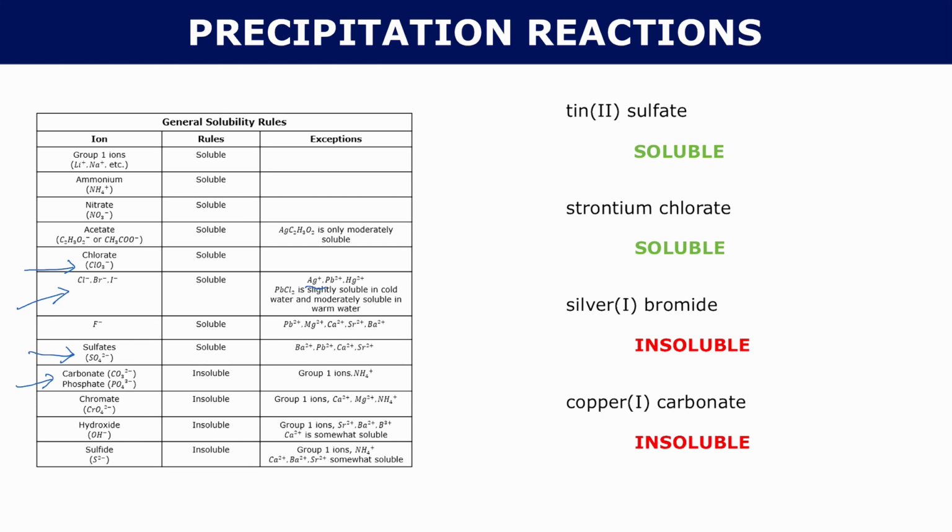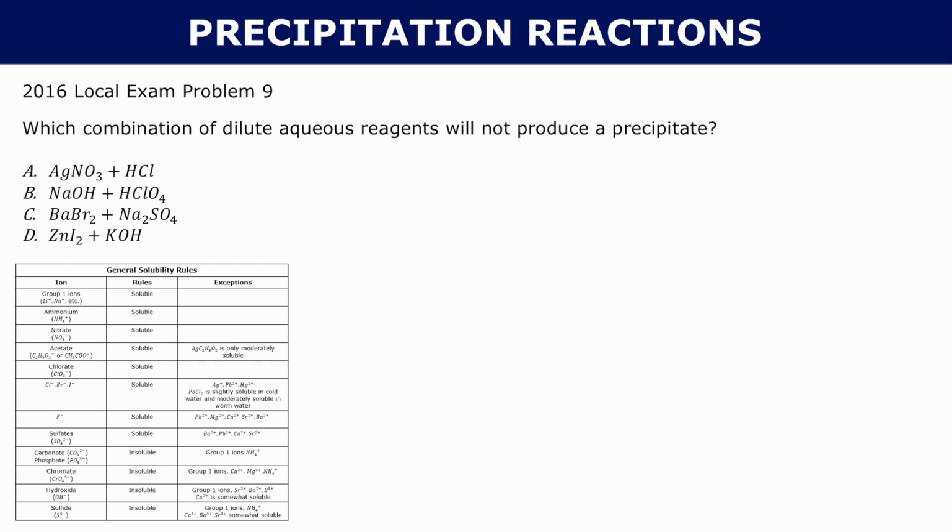And that's about it for precipitation reactions. Just keep in mind that precipitation reactions are usually double displacement reactions, and you need to use your general solubility rules to find out which one your precipitate is. So let's just go through one more problem. Which combination of dilute aqueous reagents will not produce a precipitate? So we have 4 different options here, and let's go through all of these to see which one is not going to produce a precipitate.